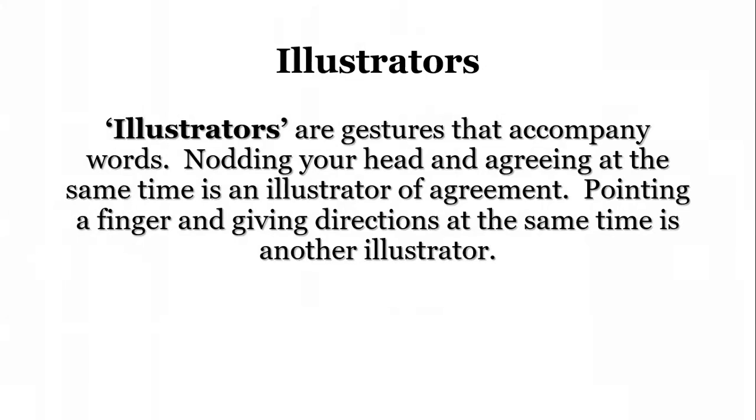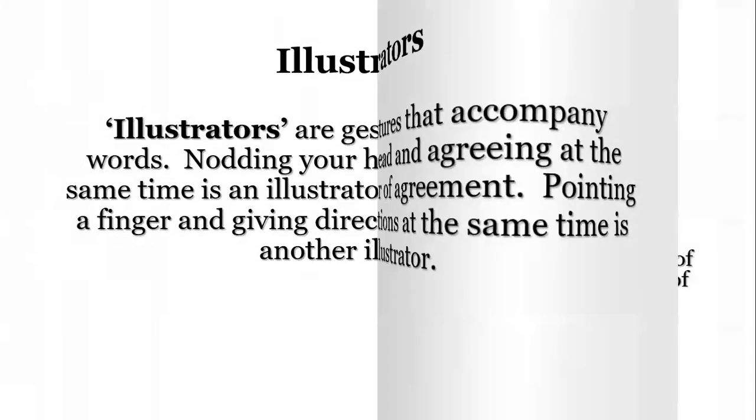Well done, you're doing well. And you're nodding your head at the same time. Pointing a finger and giving direction at the same time is another illustrator. When you do a gesture and you accompany it with words, that is called an illustrator.